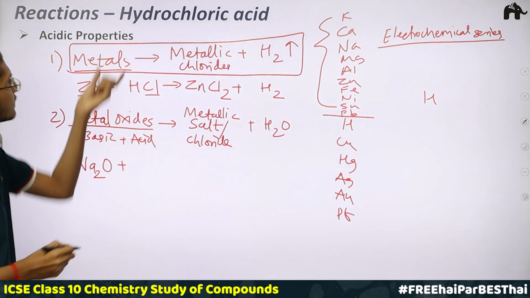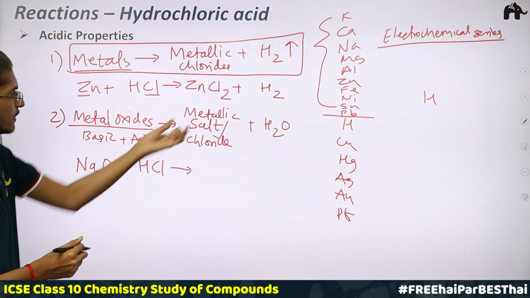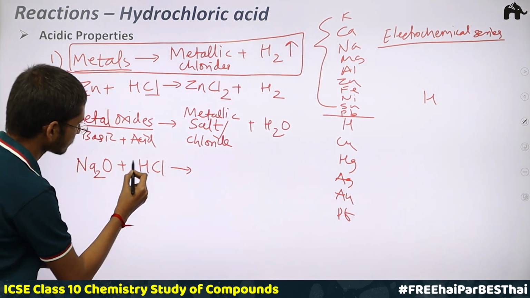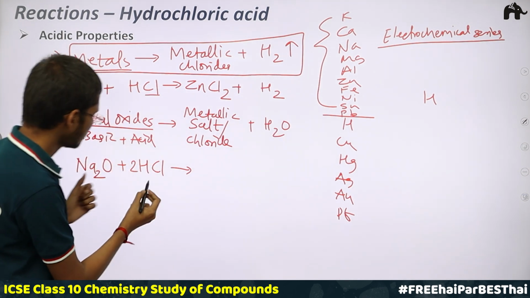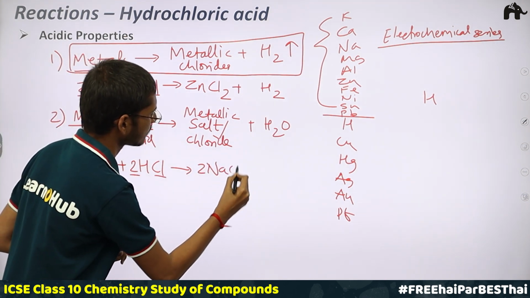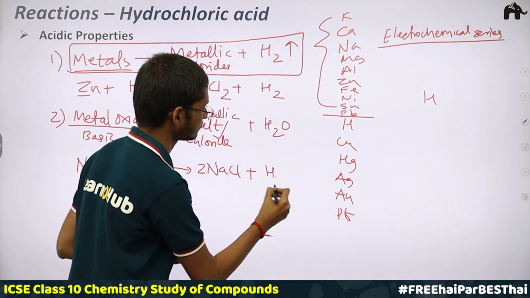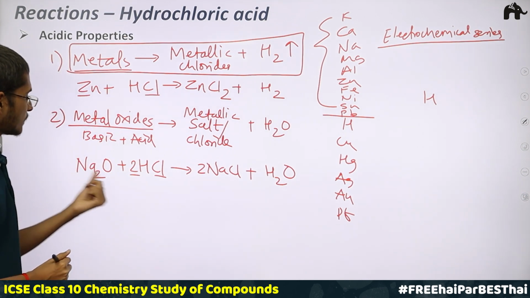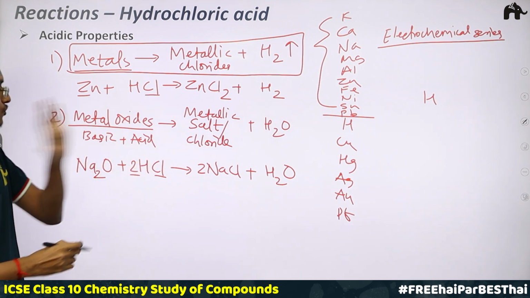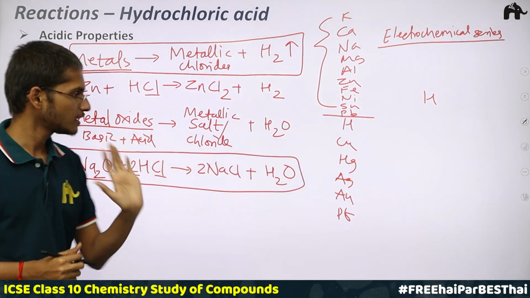Then I would take HCl. Now I know that a metallic chloride is going to form, so sodium chloride is going to be formed. I'm just balancing it here: 2NaCl and then H2O. Clear? So 2NaCl and then water. Like this, you can write the reaction for other metal oxides as well.